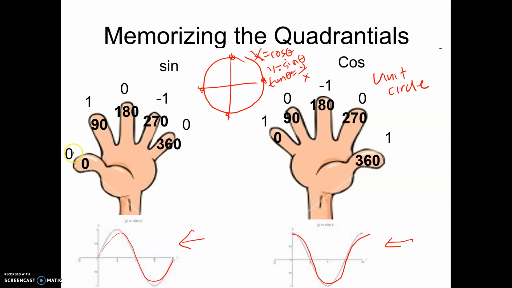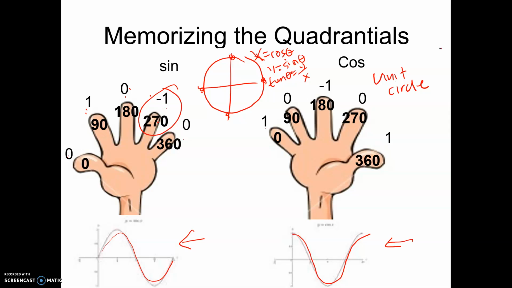But notice that sine starts at 0, ends at 0 when you cycle from 0 to 360. Cosine starts at 1, ends at 1 when you cycle from 0 to 360. And it alternates between 1 and -1. So we go 0, 1, 0, -1, 0. So if I want the sine of 180, that's my middle finger, and it goes 0, 1, 0. So I know that the sine of 180 is 0. If I want sine of 270, I know that's my fourth finger, and it goes 0, 1, 0, -1.